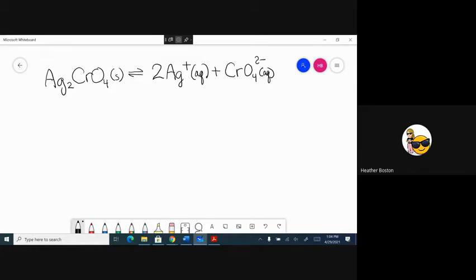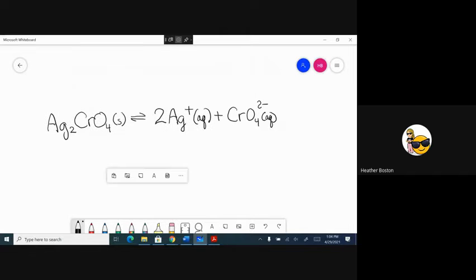So a common ion problem would say, how much silver chromate will dissolve in a solution that is 0.010 molar potassium chromate. They're called common ion problems because you have to figure out which ion is common. In this case, the ion that is common is obviously chromate.